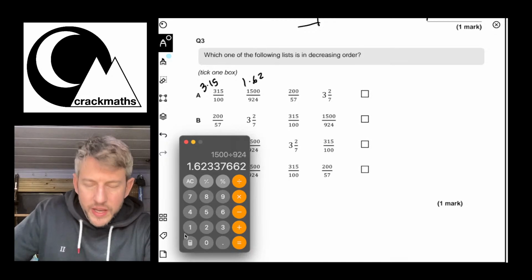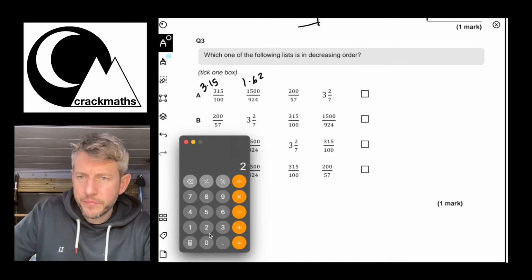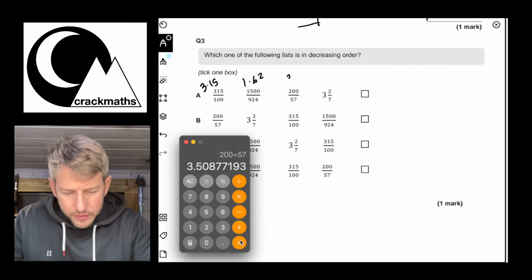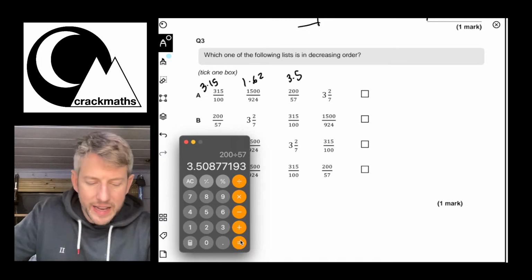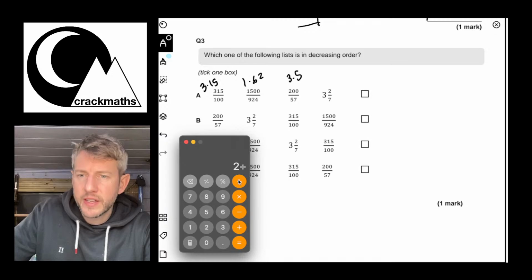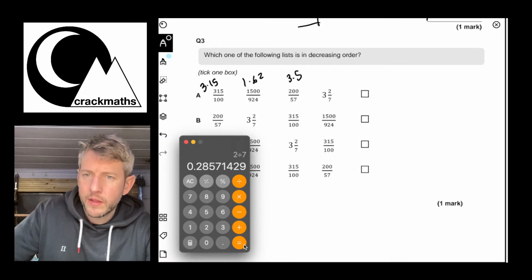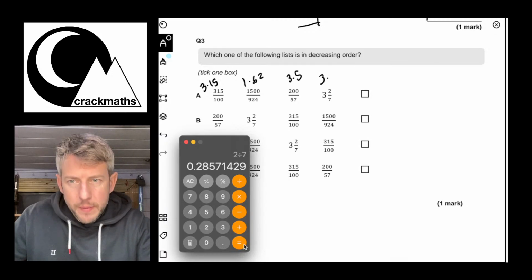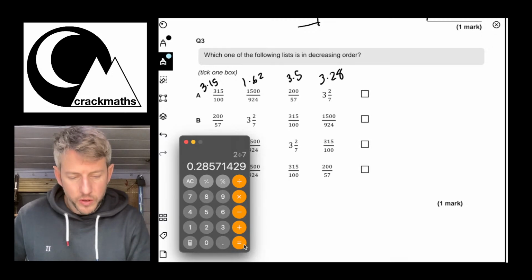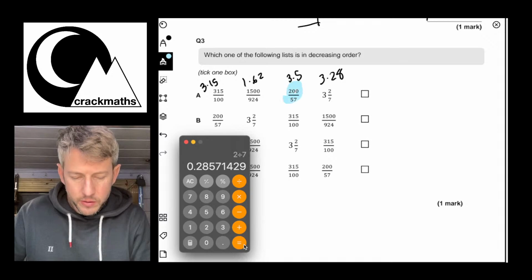We've got this next one here, which is 200 divided by 57. So that's 3.5. Okay, and the last one we've got 3 2/7. So I'm just going to do the 2/7 bit here to find out what that is as a decimal. So this one would be 3.28. So I can see that the biggest one of these is this one.